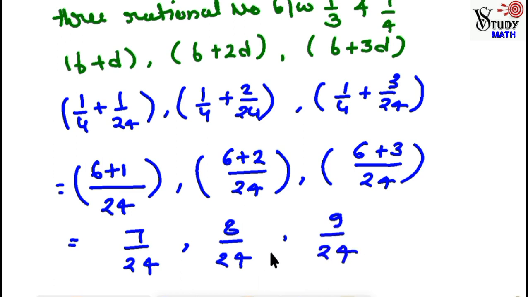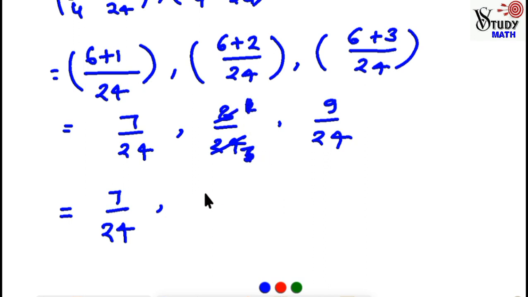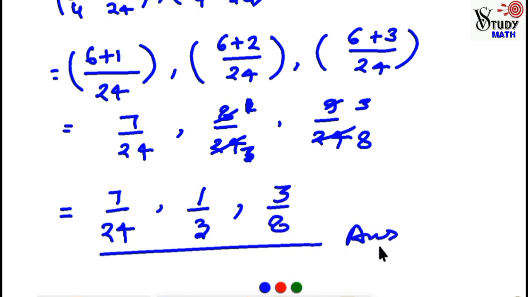This may be the answer, but if we have any common factor between numerator and denominator, we have to cancel it and put the answer in the simplest form. So 7/24 has no common factor. 8/24: 8 ones are 8, 8 threes are 24, so the answer will be 1/3. And 9/24: 3 threes are 9 and 3 eights are 24, so the answer will be 3/8. So this is the answer. These are the three rational numbers between 1/4 and 1/3. I hope you understand this concept.